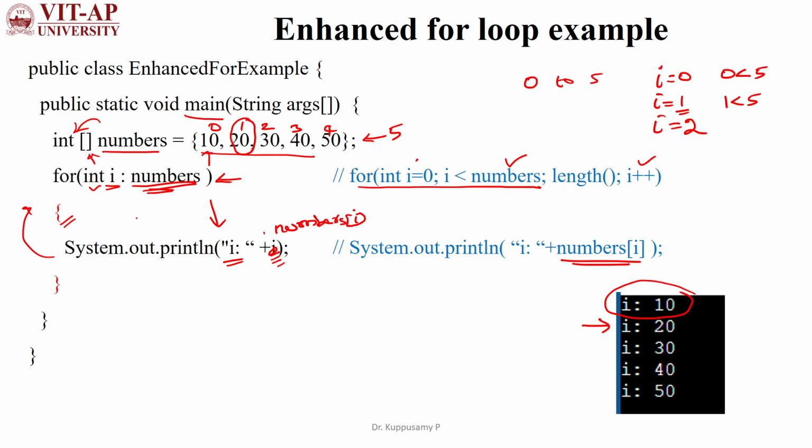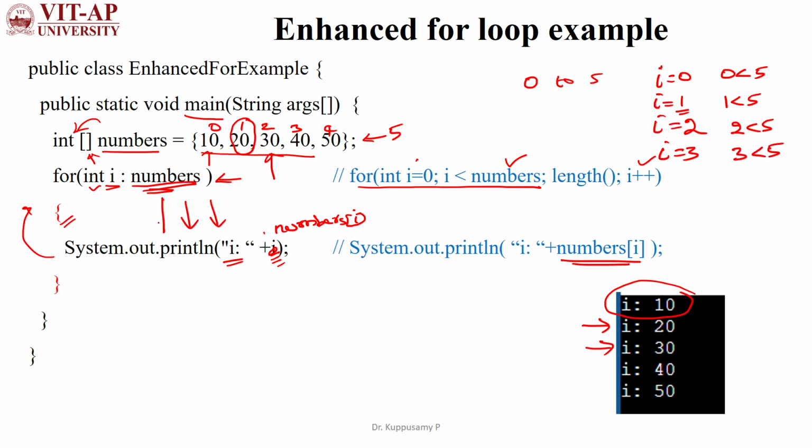Then again it is checking the condition 2 less than 5. Yes, it is true. Again it will come inside the for loop. I value is given here. So numbers of 2 is here the 30. So 30 is printed here. Then again I is incremented by 1, it becomes 3. So the condition will be checked, 3 less than 5, it is true.